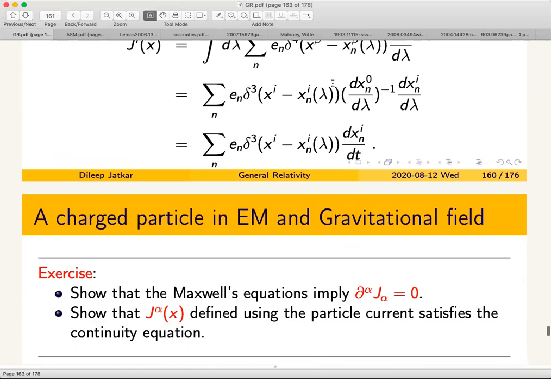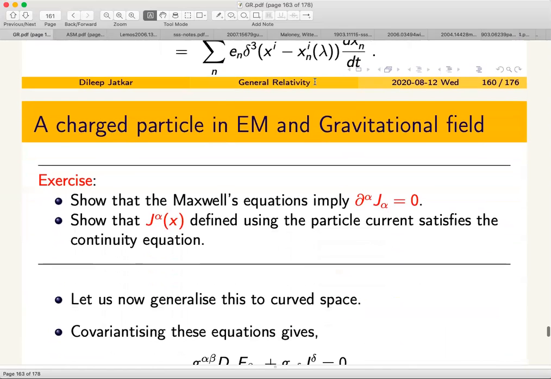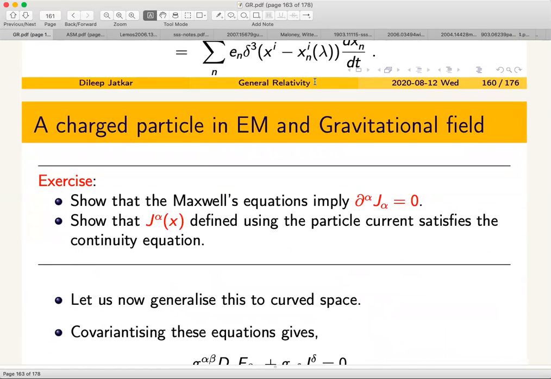Fine. So here's a small exercise that you can do. You can show that the Maxwell's equations that we had written down some time ago would imply that the current that is sitting on the right hand side of the covariant equation is conserved. Kind of trivial.